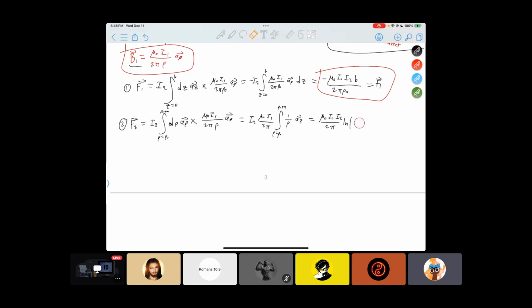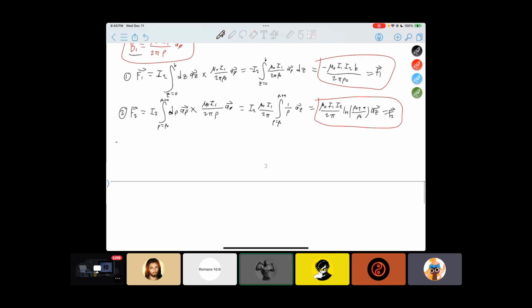rho naught plus A over rho naught. Is that right? I think that's right, because when you subtract the two natural logs, then you can combine those together and make a division. Yes, sir. All right, and don't forget the direction. Yeah, the direction too. AZ. All right, this is equal to F2. Very nice. All right, so if I'm remembering correctly, it was supposed to be ln of rho naught plus A minus ln of rho naught.